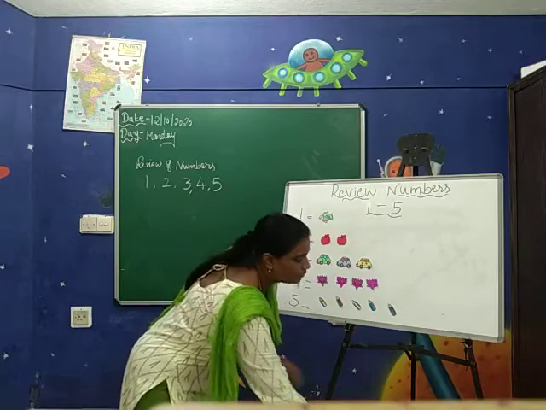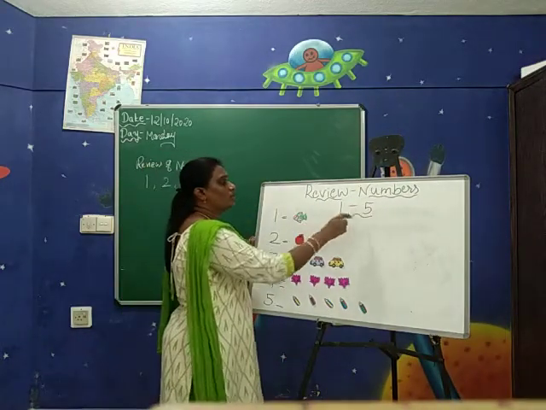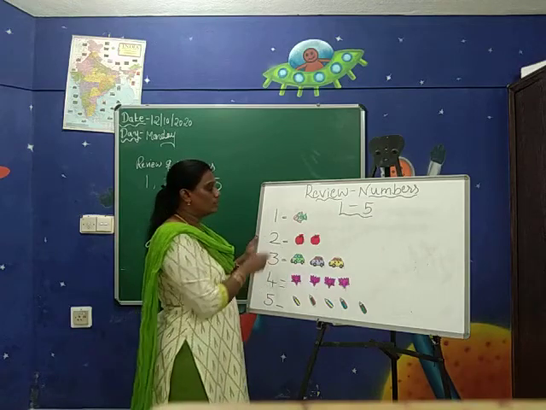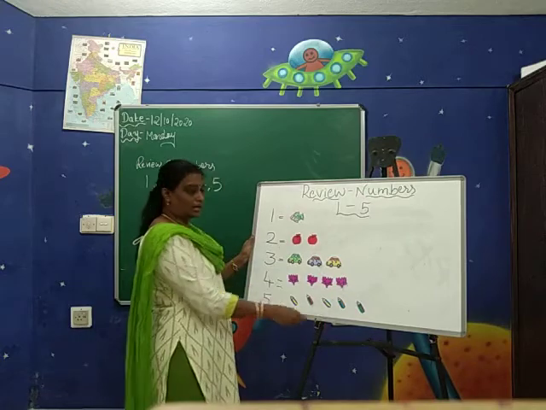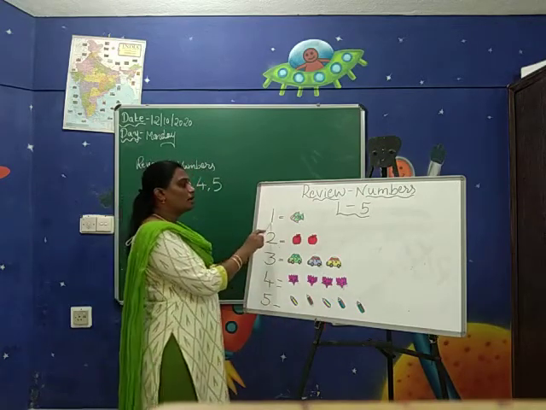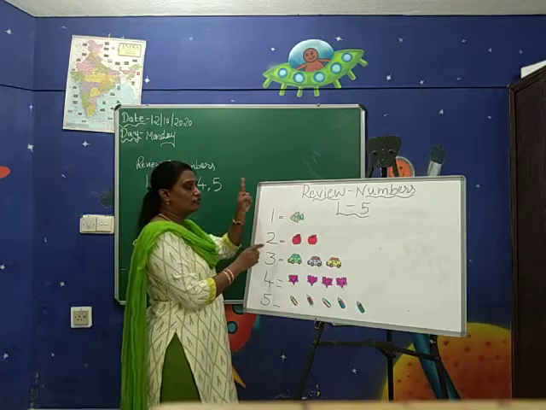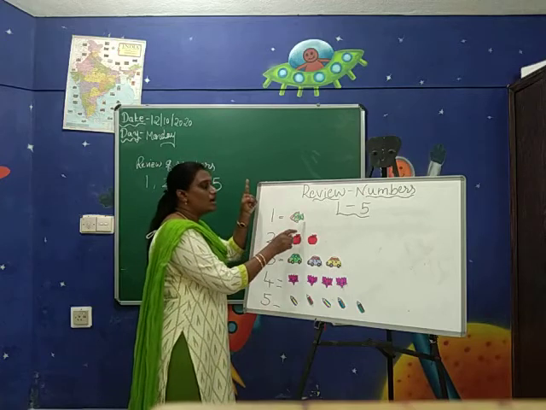Yes, now we shall revise the numbers 1 to 5 with pictures. I have put some pictures. Can you see, children? Can you see them? Yes, very good children. What is this number? This is 1. 1 for how many fish I have put? 1 fish. 1 for 1 fish.